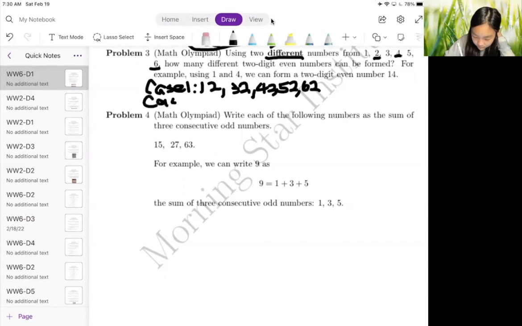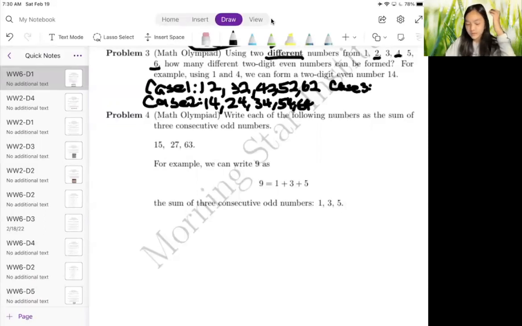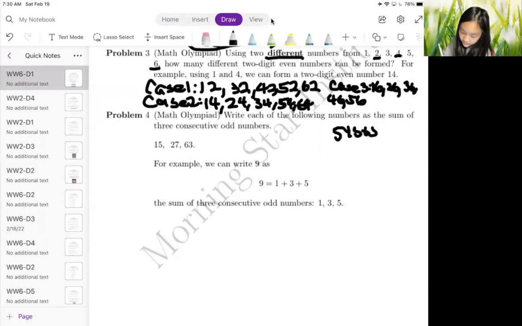And then case 2, 4 is in the ones digit. So it's 14, 24, 34, 54, and 64. And then case 3 would be 6 in the ones digit, and so it's 16, 26, 36, 46, 56. Counting all of them together, each case has 5 numbers. So it's 5 plus 5 plus 5, and that should equal 15.